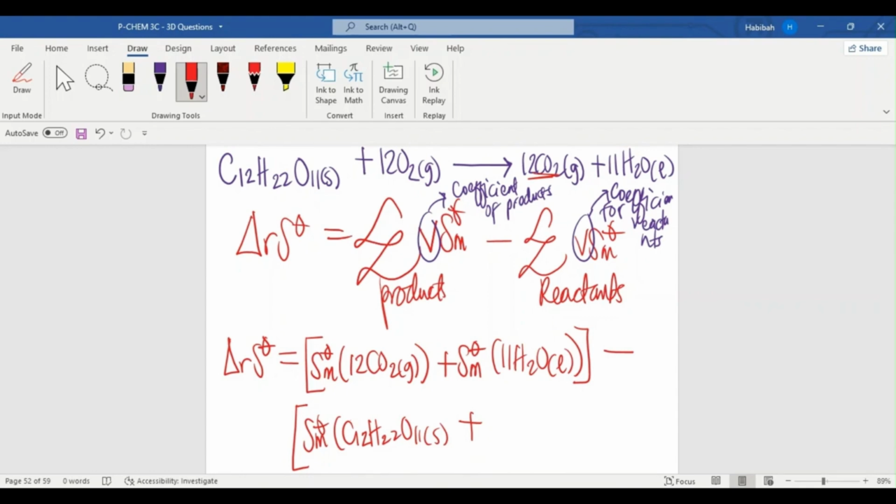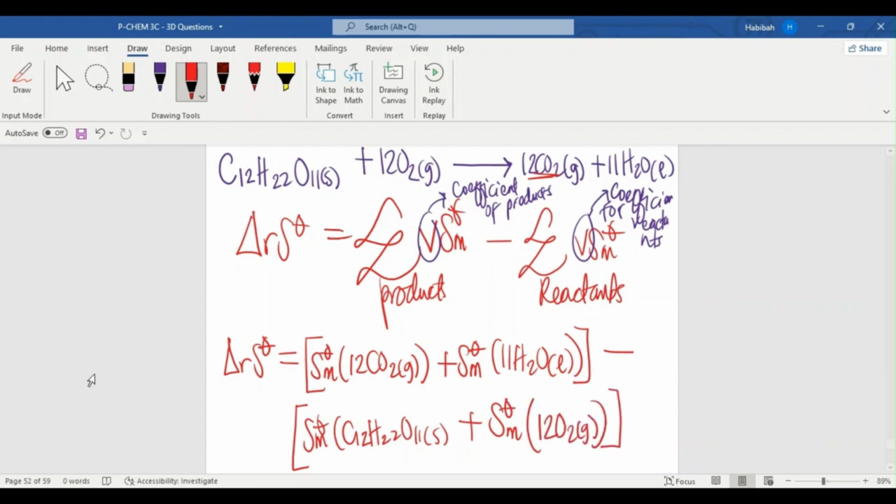So the phase of each compound is very, very important. That's why I keep saying solid, gas, liquid. It is for a purpose. It's very, very important because the values would differ based on the different phases. So we're going to do now the molar entropy for the second reactant, which is 1/2 O2 gas.